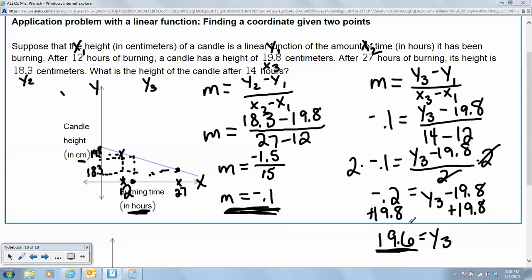And don't forget that this is height, and height is in centimeters. So this is actually 19.6 centimeters. You may have to put that in your answer blank.